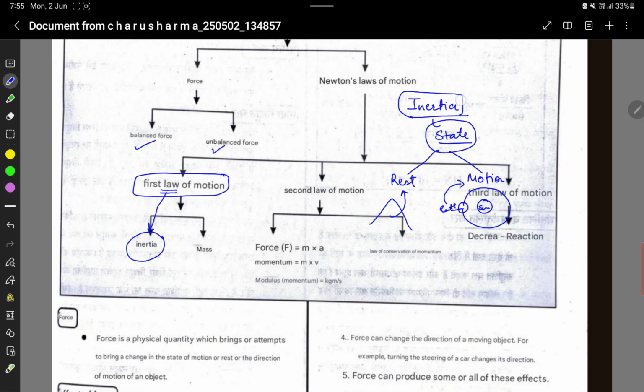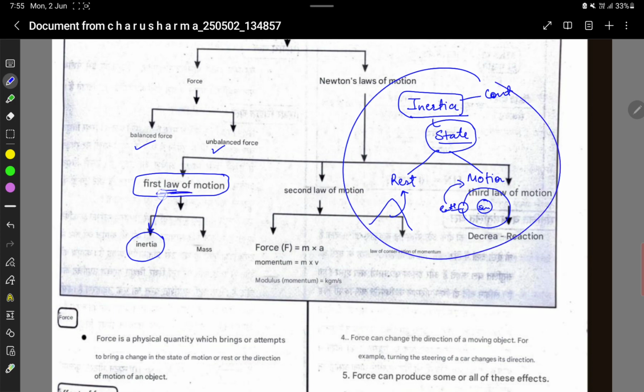Inertia represents the continuous state in which you are. Right now I am sitting and teaching for 1 hour, so I will call it an inertia of rest. And if somebody is traveling, we call it an inertia of motion. Got it? So this was the concept of inertia.